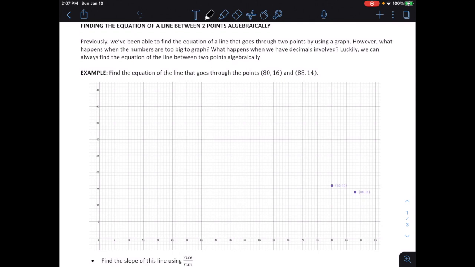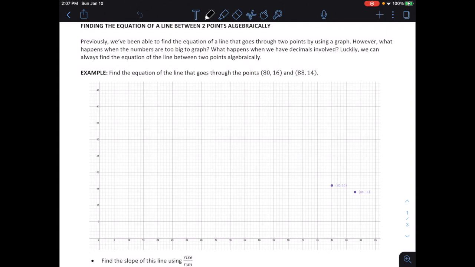So in some instances, like we had last week, we have points that have big numbers in them. These 2 points have big numbers in them. We have (80, 16) and (88, 14). They're not going to fit on a normal sized little graph. And if you're fortunate enough to have a gigantic graph like this, well, hey, maybe you could use that.